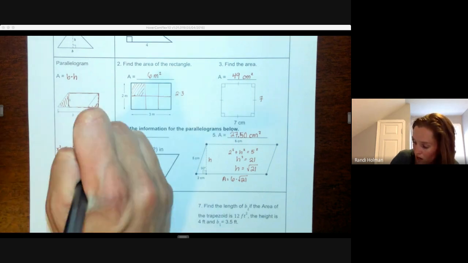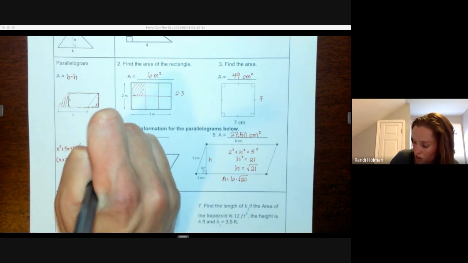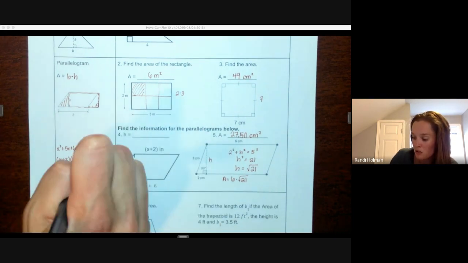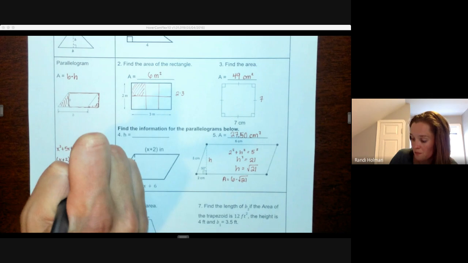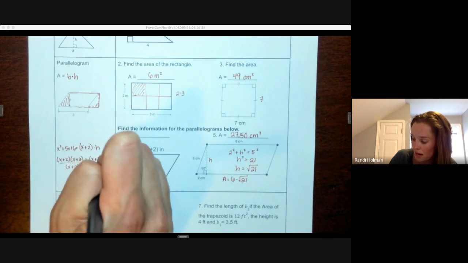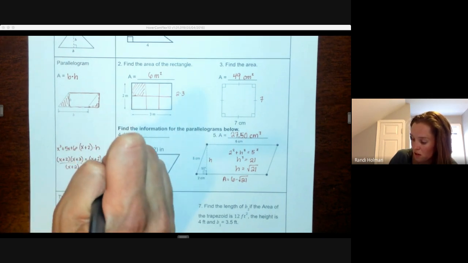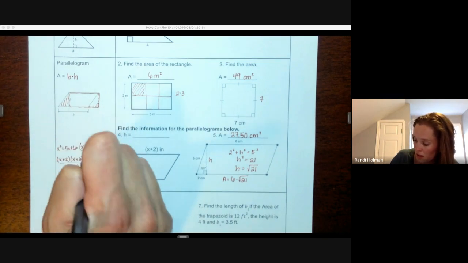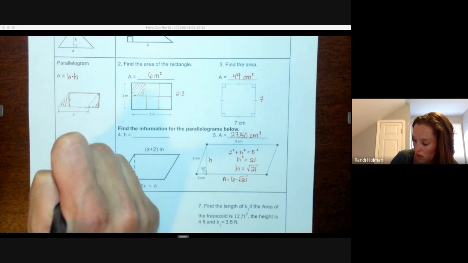Seems to work just fine. And then we get this x plus 2 times h. So now we can clearly see that we have this factor here of x plus 2. So if we divide out an x plus 2 on both sides with that h by itself, we get that h is equal to x plus 3.